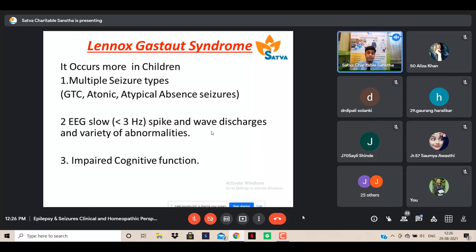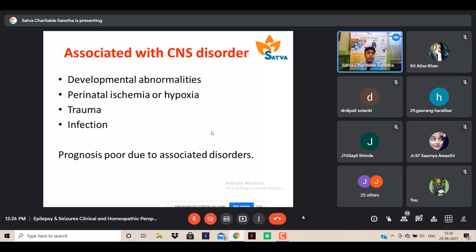The person doesn't have any intellectual correlation or intellectual coordination, often seen in someone who has developmental abnormalities. They may also have a difficult birth history or bad obstetric history, where there is a perinatal ischemia or hypoxia. Means when the child is born, they may get perinatal ischemia or hypoxia of the brain, trauma or infection. Usually in this process, there is a poor prognosis, and there are underlying pathologies in this particular syndrome. So that's why the prognosis of this syndrome is poor.